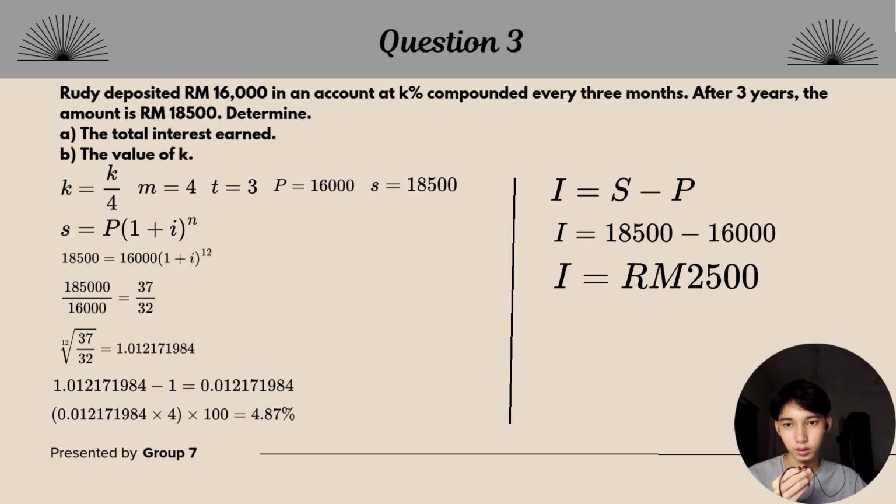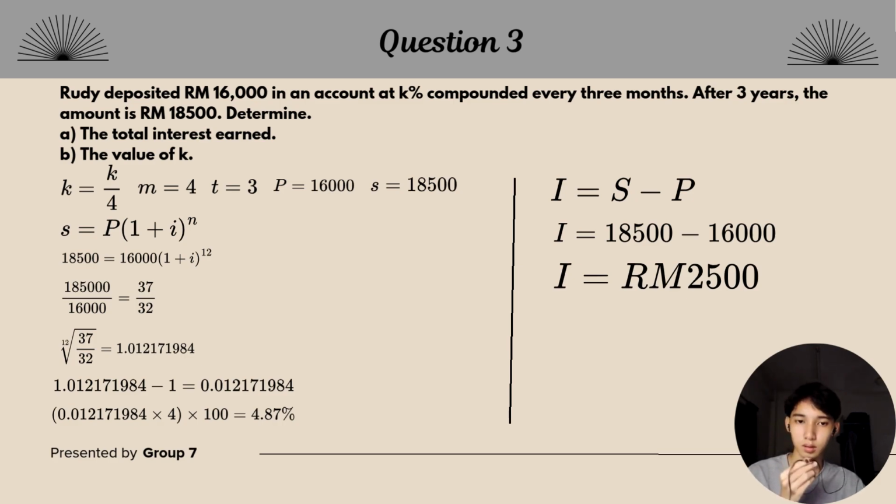So for question 3, Robbie deposited RM16,000 in an account at K% compounded every 3 months. After 3 years, the amount is RM18,500. Determine A, the total interest earned, and B, the value of K.